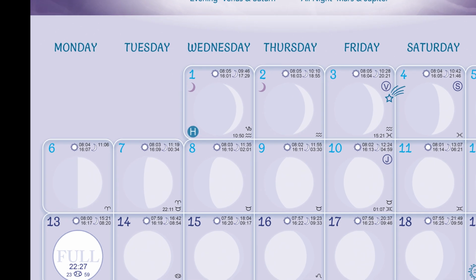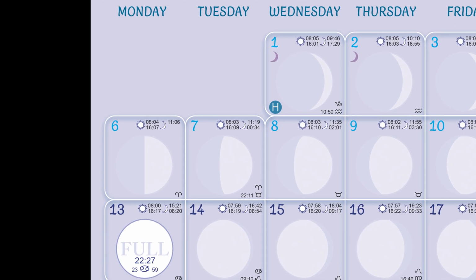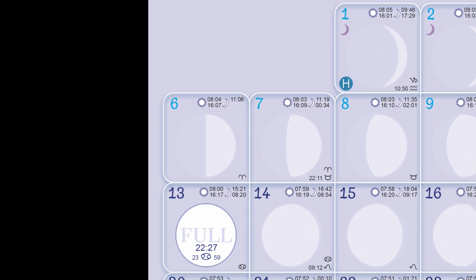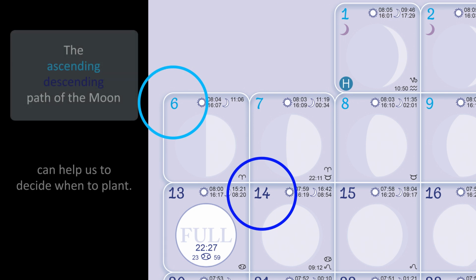Let's take a closer look at one day. In the top left-hand corner, we have the date. These dates are coloured either light or dark blue to show the moon's path and whether she is ascending or descending. When the date is light blue, the moon is rising higher in the sky each day. When the date changes to dark blue, the moon has reached its highest point, the lunar standstill, and will now begin to rise lower in the sky each day, descending.